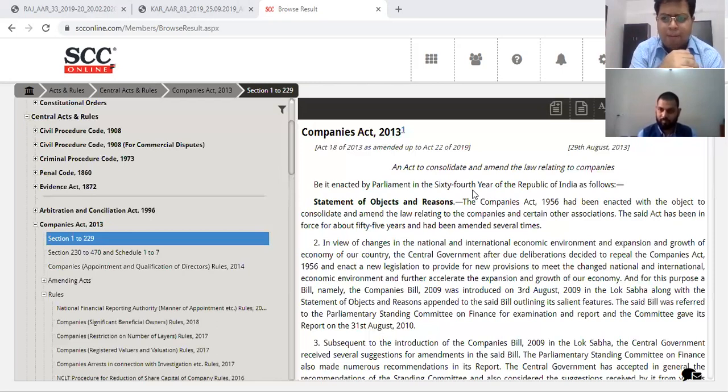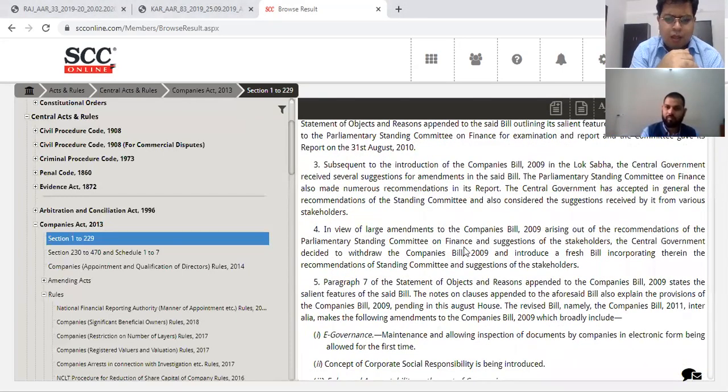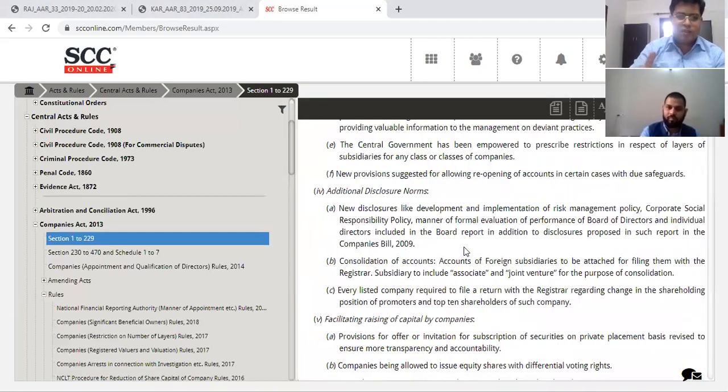Now, as we refer to the definition of the term managing director, if the term managing director is defined in section 2 clause 54, let us just open that definition.